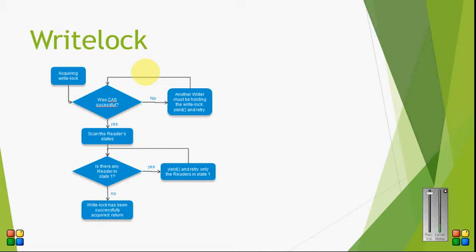Similarly, for acquiring the write lock, it will check whether the value is zero or not. If no, then another writer must be holding the write lock. If yes, then it will scan the reader state, and after scanning, it will check whether there is any reader in state 1. If no, then the write lock has been successfully acquired, and if yes, then it will stop and retry until the reader state is no longer 1. So this is how the write lock occurs.